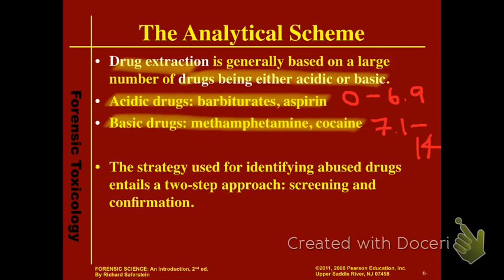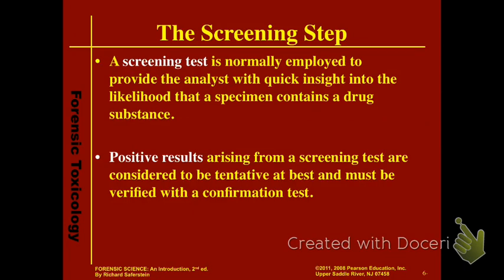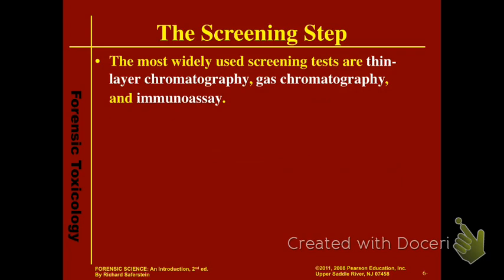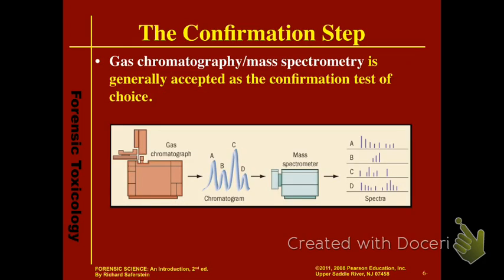So again, like we talked about last topic, there's a two-step approach. There's screening and confirmation. The first screening step is kind of a more general thing. Positive results in this case we're classifying into acid or base. And then the confirmatory test comes later. The screening steps that are available for toxicology are thin layer chromatography, gas chromatography, and immunoassay. So know those three. And then GCMS, so pairing up the gas chromatograph with a mass spectrometer, is the best confirmation test, once again.